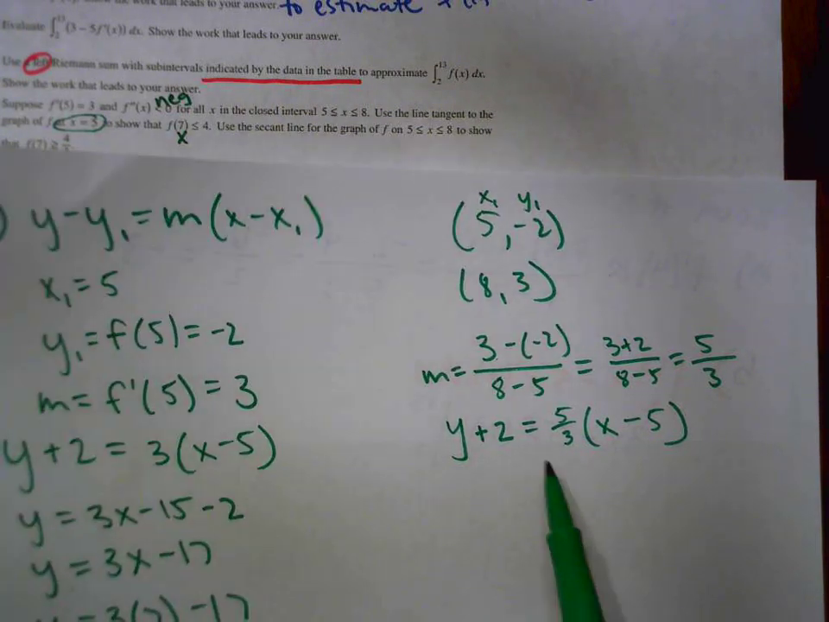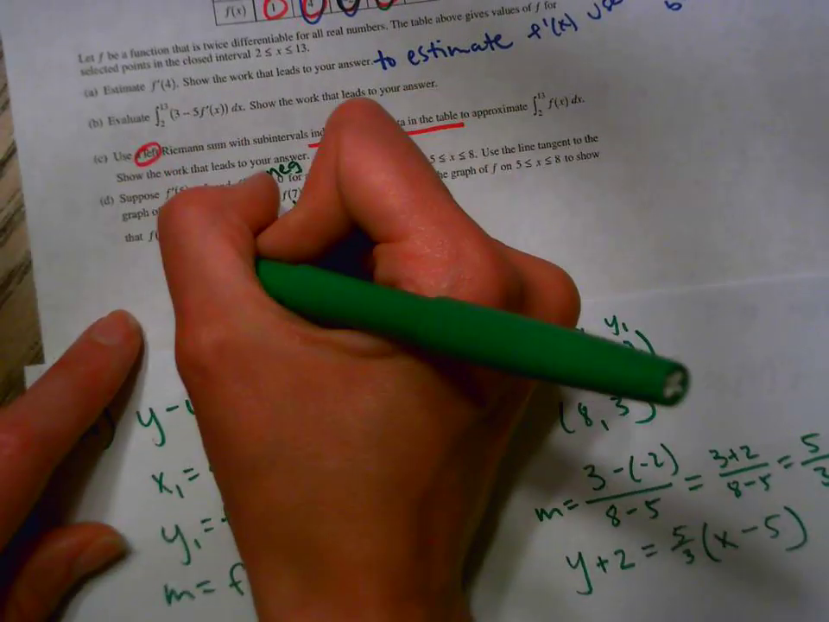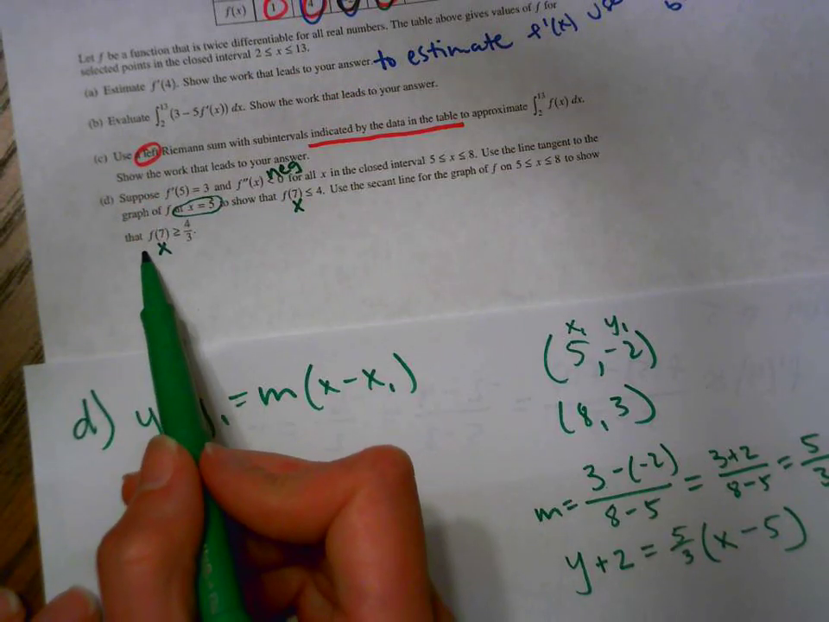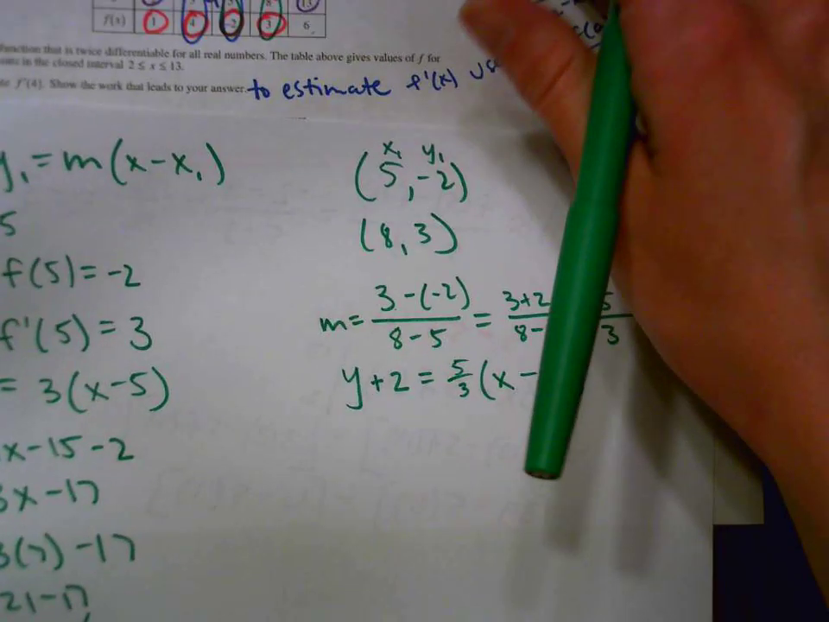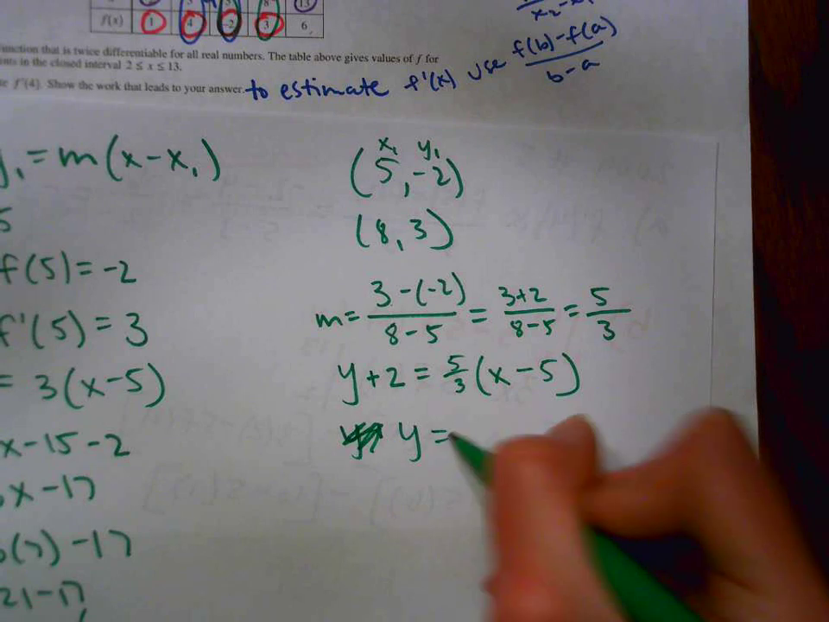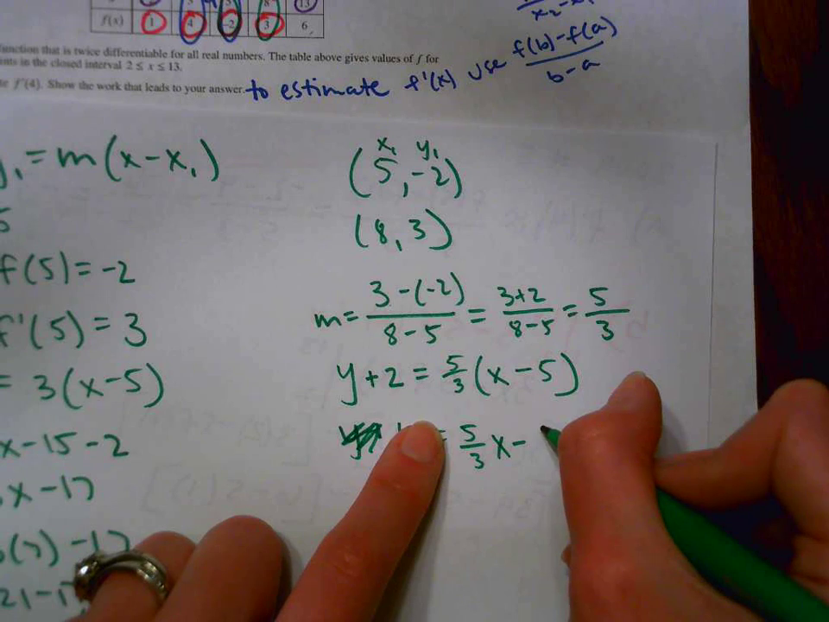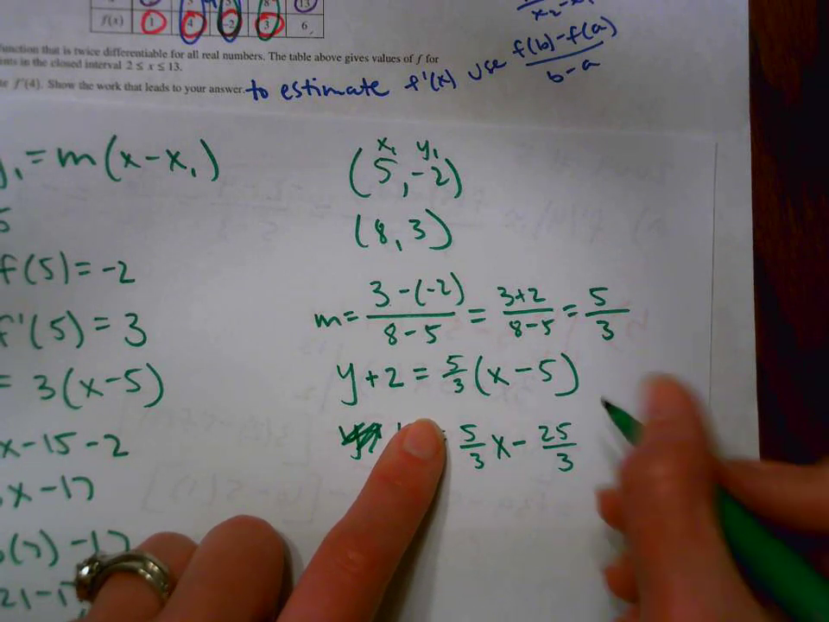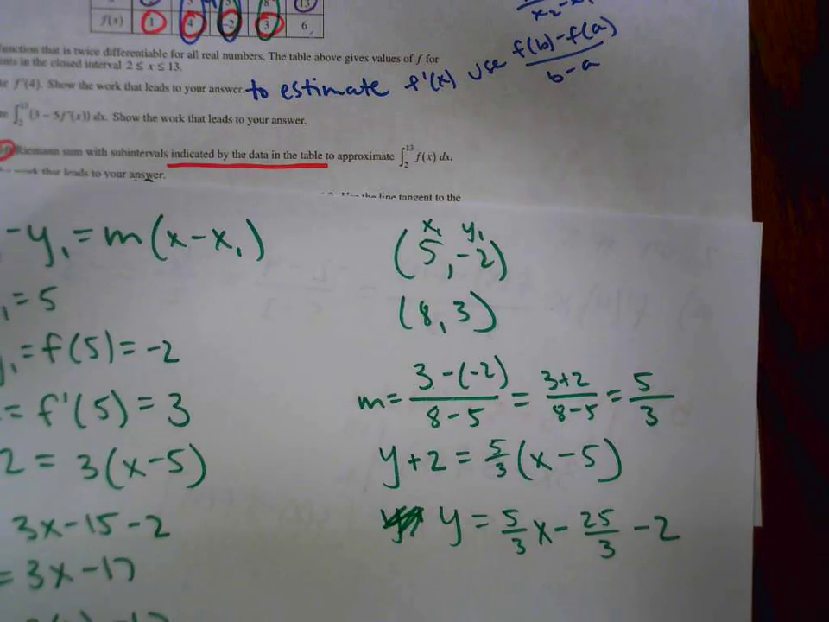And so it says, use the secant line to show again that we're talking about f of 7. So your x value is 7, and we're going to find what our y value would be on our secant line. Let's get y alone again, it might be easier. I'm going to distribute this, so 5/3 x minus 25/3, and then minus 2, which is kind of messy. Maybe it would have been easier to not simplify it, but oh well, I already did.